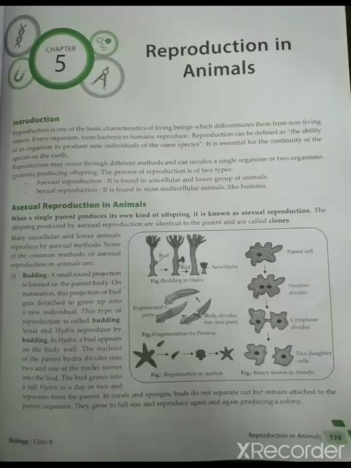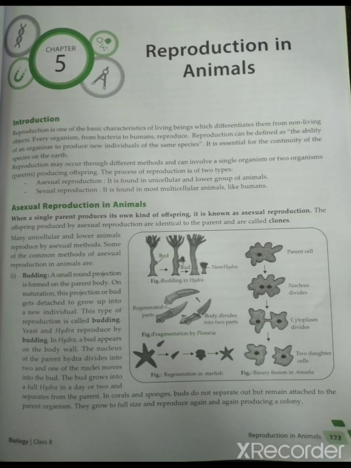Division part of reproduction in animals. So there are two kinds of reproduction, asexual and sexual reproduction. Usually sexual reproduction you can see in higher plants and higher animals, human beings, that is, the multicellular organisms, and asexual you can see in the unicellular and lower group of animals.